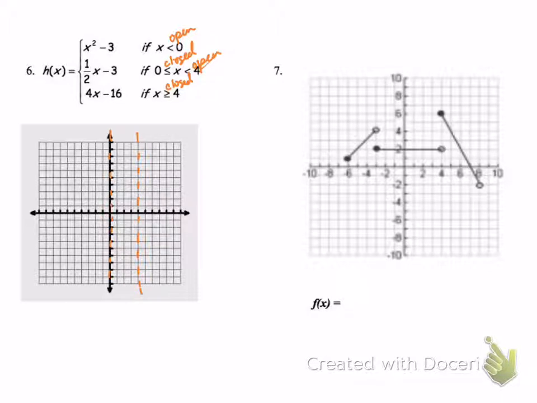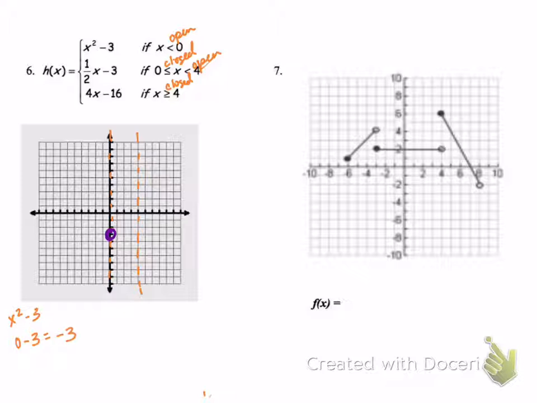So I'm going to plot the point when x equals 0. So I'm just going to come down here. When x equals 0, if I have x squared minus 3, 0 minus 3 gives me negative 3. So I'm going to plot the point 0, negative 3. Would it be an open or closed circle? Open. Good. So 0, negative 3. I have an open circle.